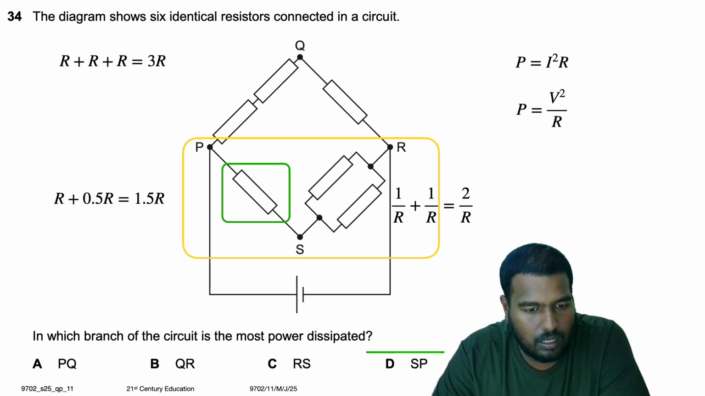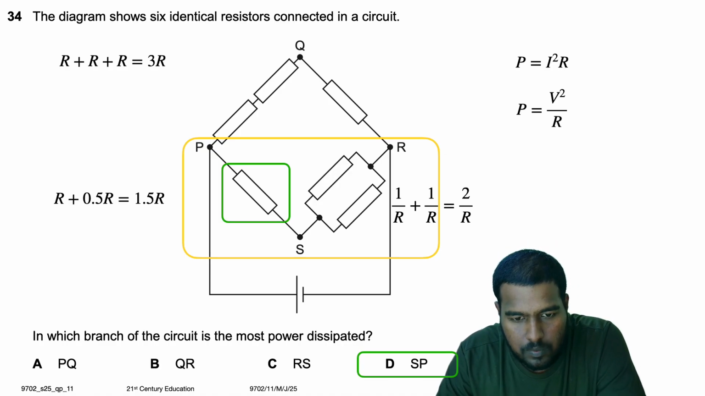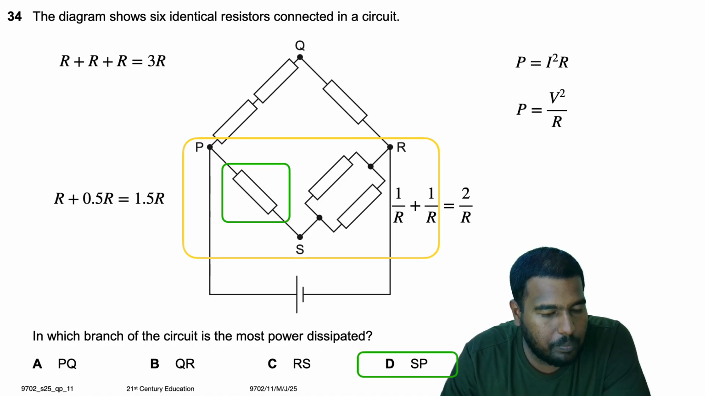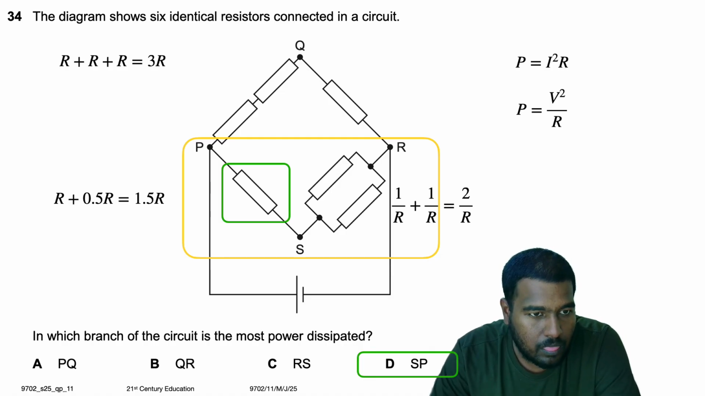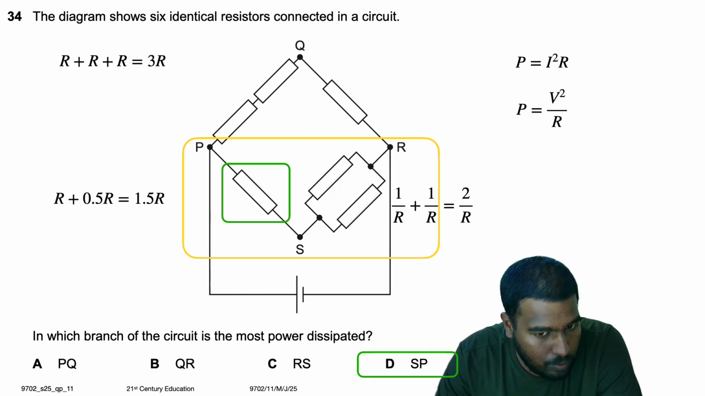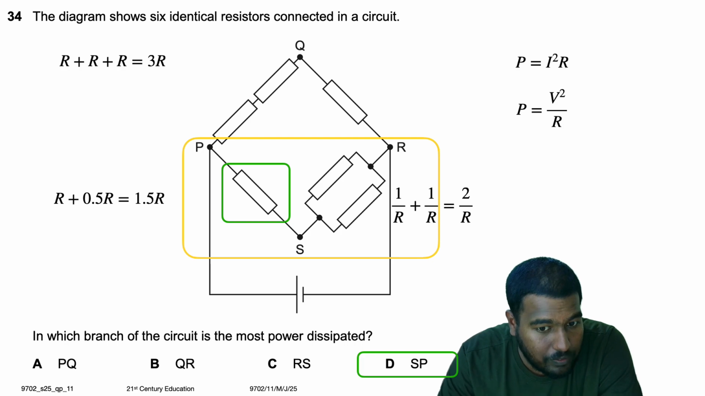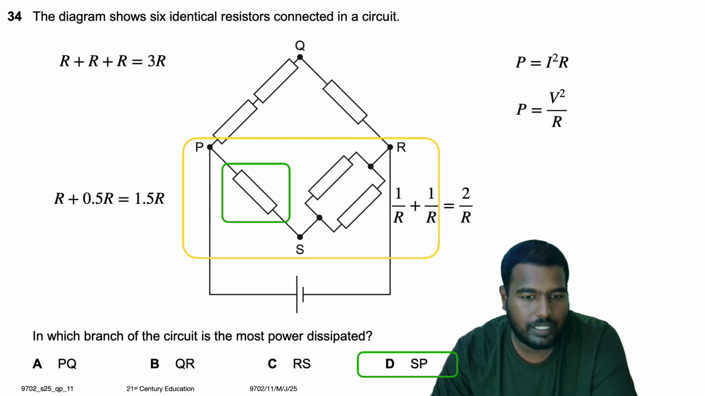So SP, option D. If you take the P is V square by R equation, it will also work, but you have to be a little more careful and do more work. PQR and PSR will have the same voltage, but you have to find how the voltage is divided. PQ will have two parts of voltage, QR will have one part, PS will have one part, SR will have 0.5 part. So you have to find the ratio. That's why P equal to I square R is easier than P equal to V square by R. But still you will arrive at the same result.